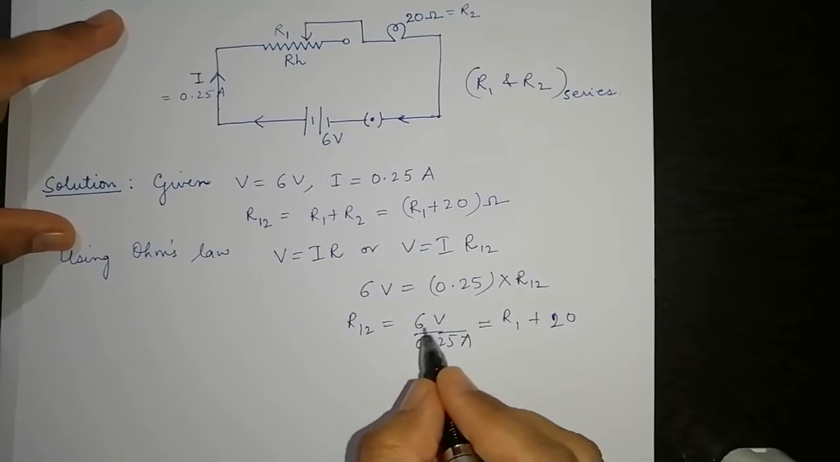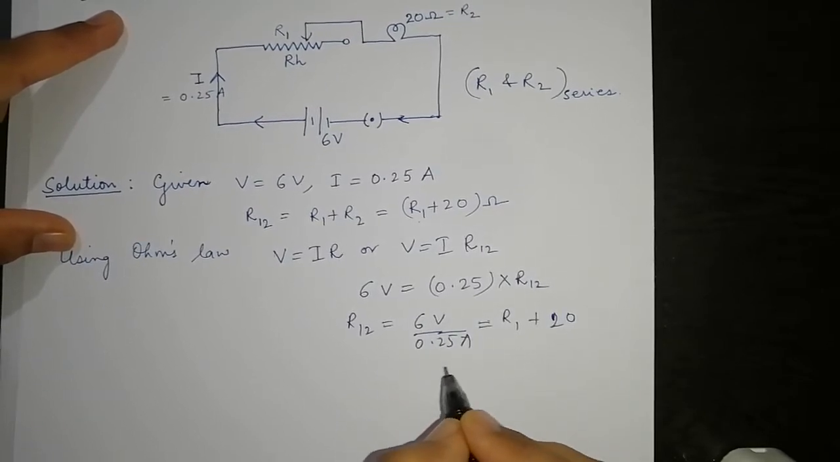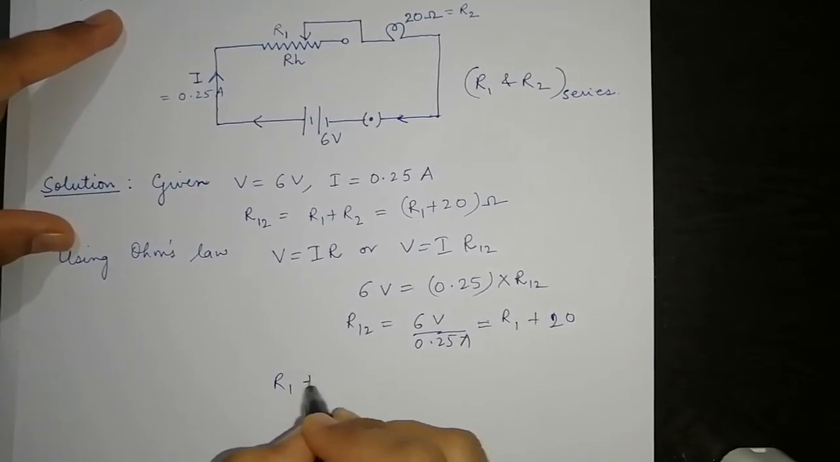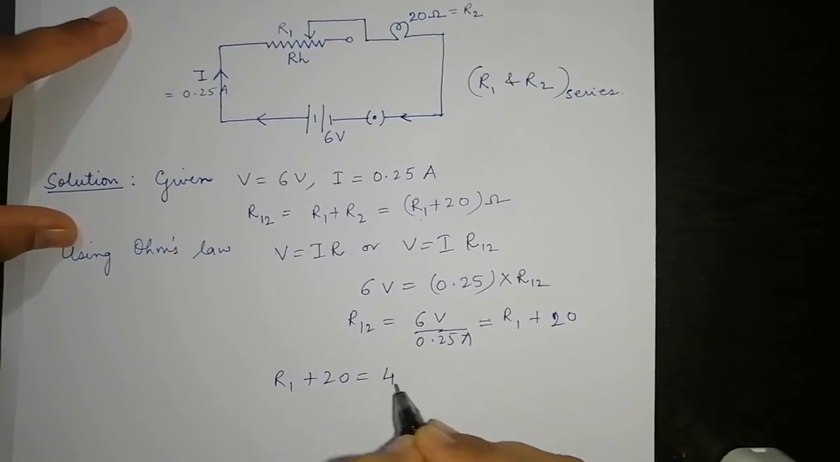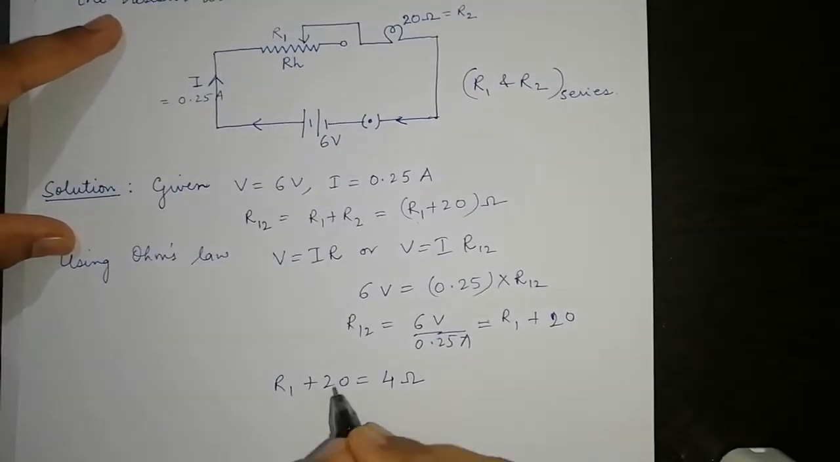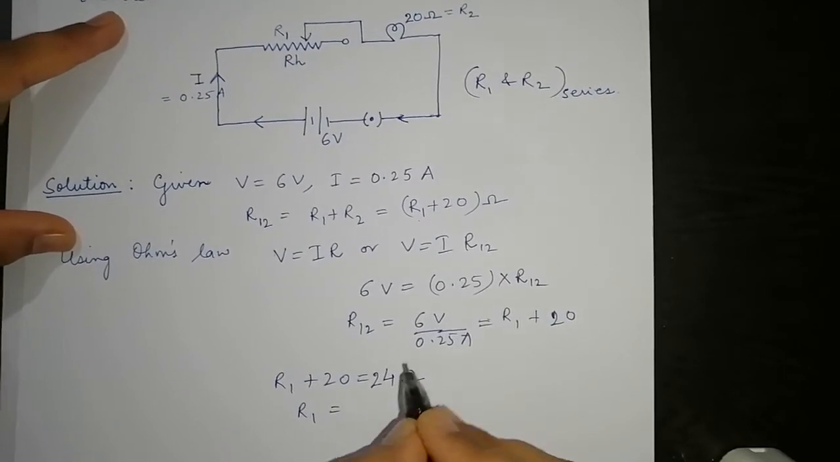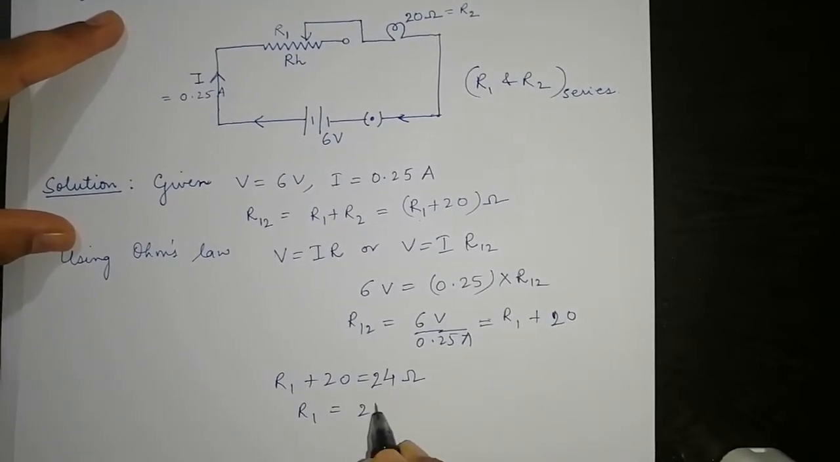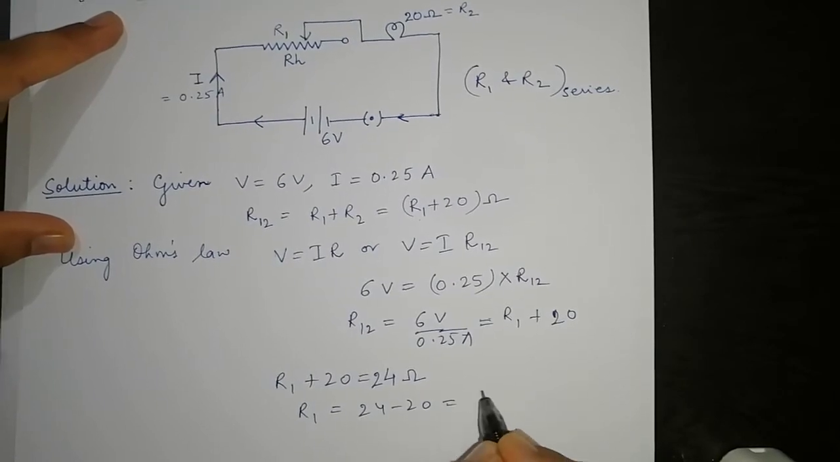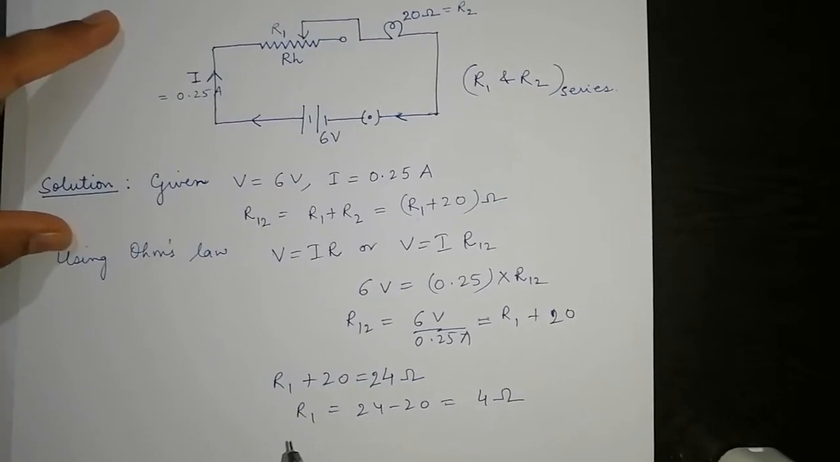So you can see here 6 divided by 0.25 is 24. So here I'll write R1 plus 20 is equal to 24 ohm, right? So R1 is equal to 24 minus 20, that is 4 ohm, right?